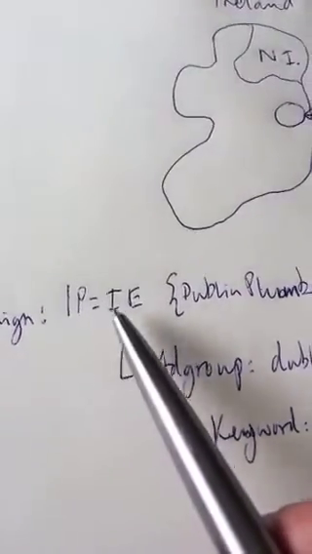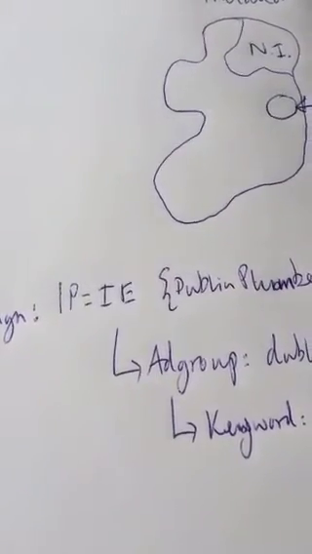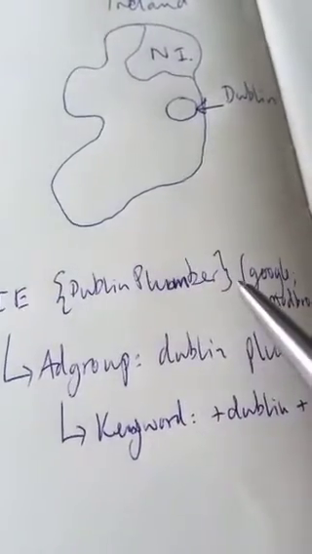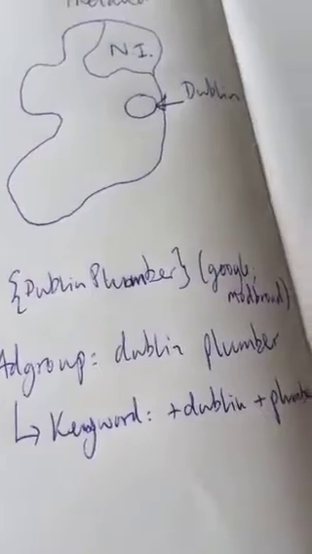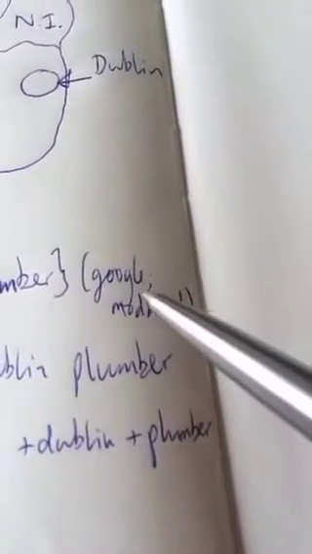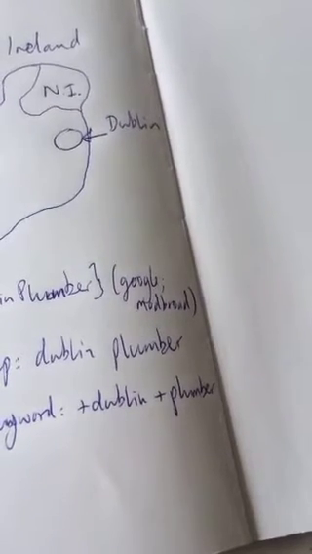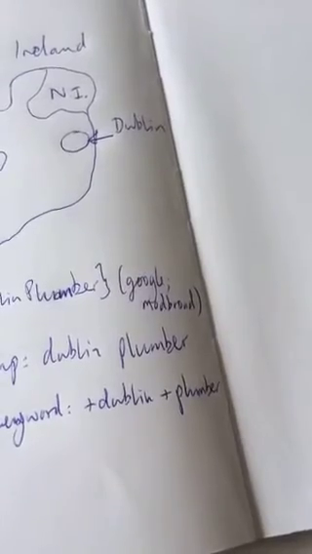Me personally, I would call that campaign IP equals IE because I'm targeting the IP address of Ireland, curly brackets, Dublin plumber, because all the keywords in that campaign are going to be related to Dublin plumber, and then I just put in round brackets at the end, Google and mod broad. Because I'm going to target the Google search engine and exclude search partners and the display network, and because all keywords within this campaign will be modified broad.